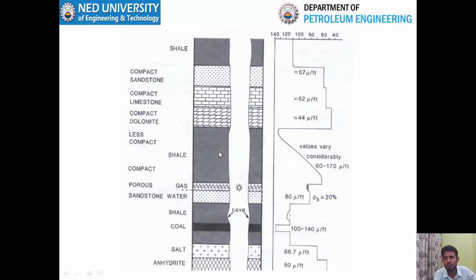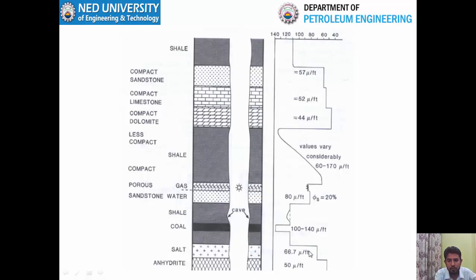Shales are very soft as compared to the mentioned lithologies, so against shale you will have higher transit times. Against porous sandstone, depending upon the porosity and the fluid content, the transit time can also be higher. Against coal, you will have a higher transit time.